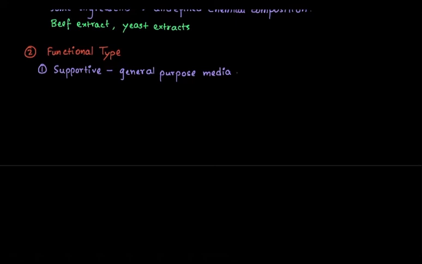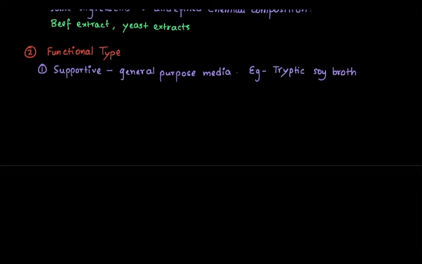These media can sustain the growth of many types of microorganisms. So that is why they're called general purpose. They're not specific to a particular microorganism, and that is why they are a general type. And the example would be tryptic soy broth. So tryptic soy broth is a supportive media or general purpose media. Even tryptic soy agar. So these are general type media.